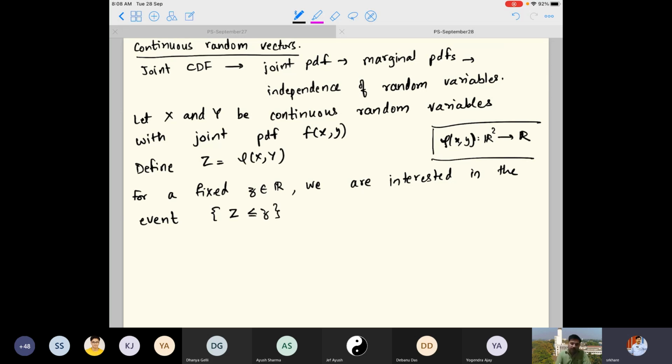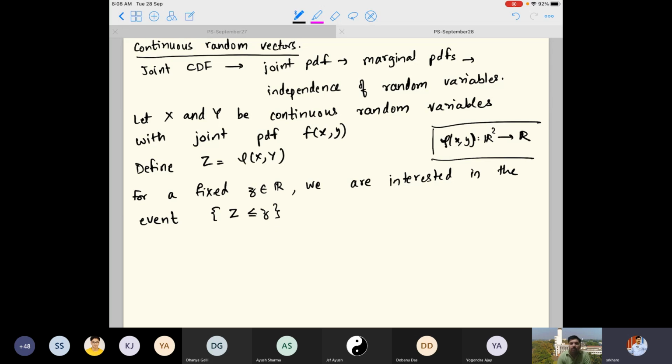We are interested in this event because for any fixed z, if you are able to find the probability of this particular event, then you are characterizing the cumulative distribution function of z. And once you do that, you basically know the PDF of z just by differentiating it, right? So same logic, same idea that we had used in transformation. We first look for the CDF, right? So that's what we are doing. So let us look for the CDF of this capital Z. Okay, so that's what I'm going to do.